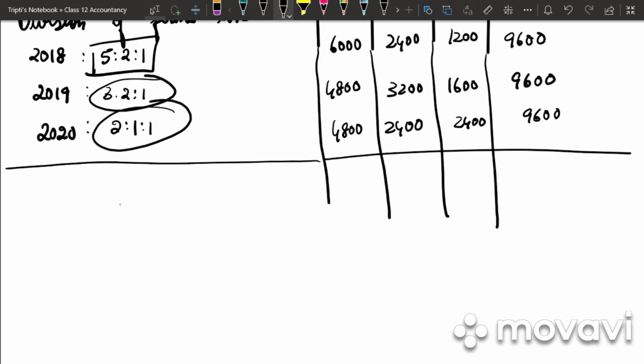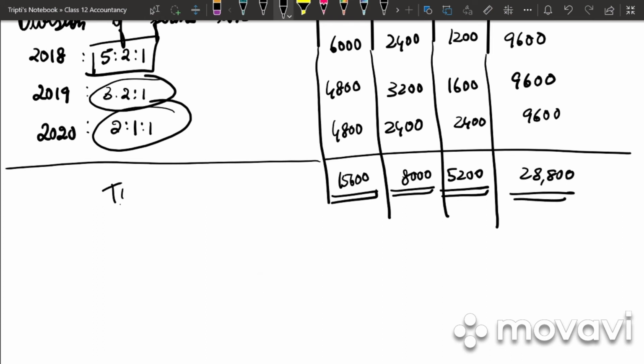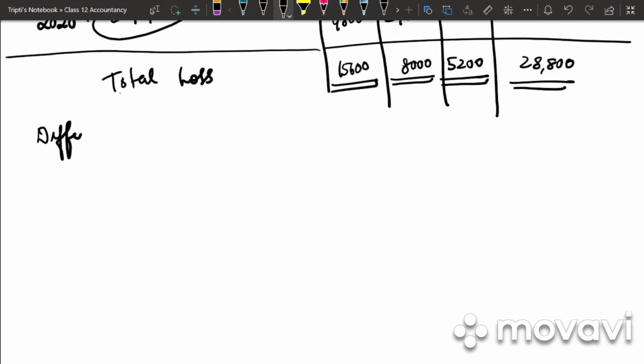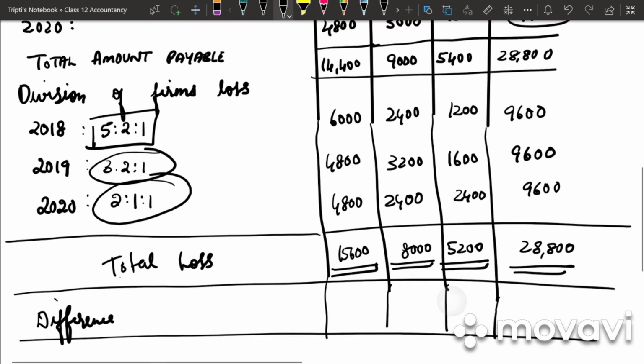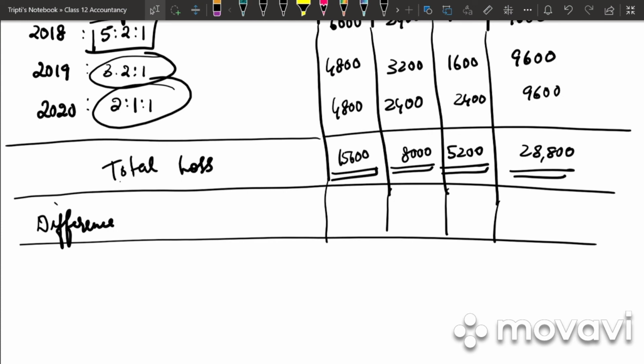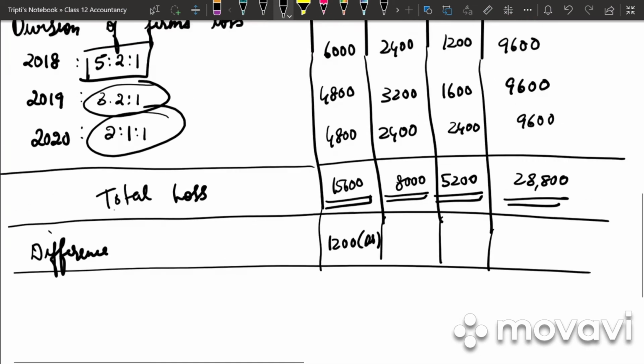We total this: it is 15,600, 2,400, 3,200, 2,400, 8,000, 5,200. This total should be 28,800. So this is the total loss. And last we have the difference. So the difference will be nothing but the total interest minus the total loss. 14,400 minus 15,600. How much do we get? 1,200. So it is our debit balance.